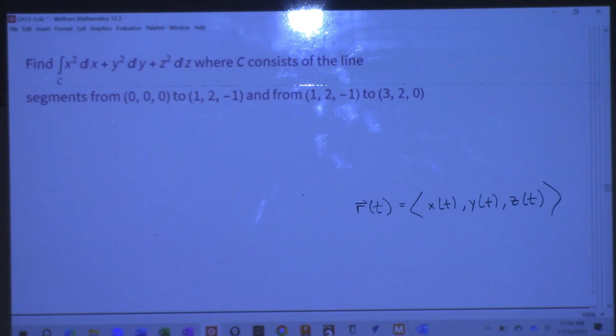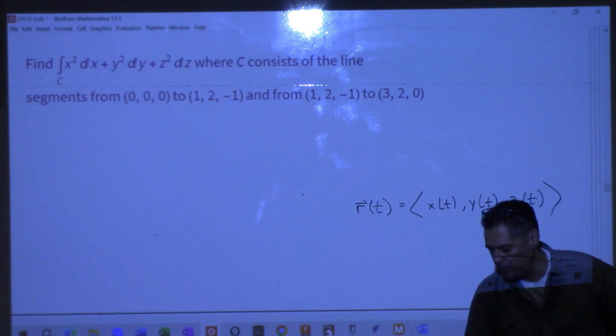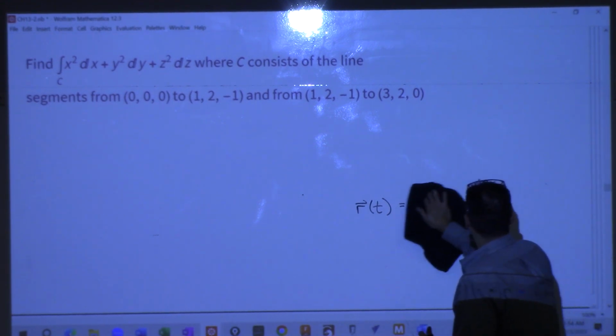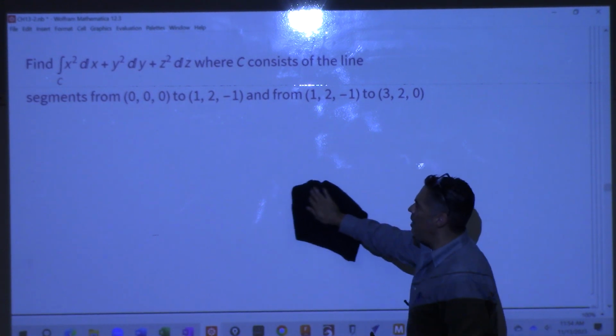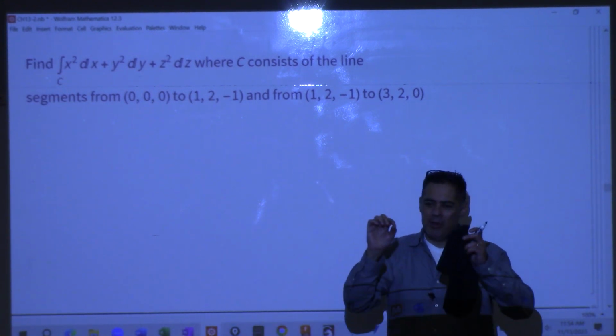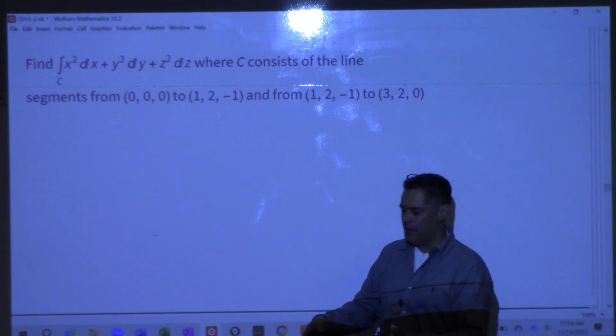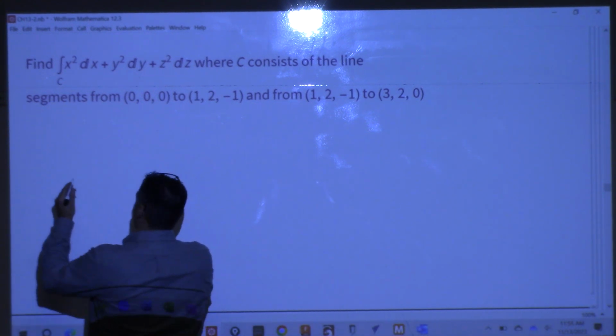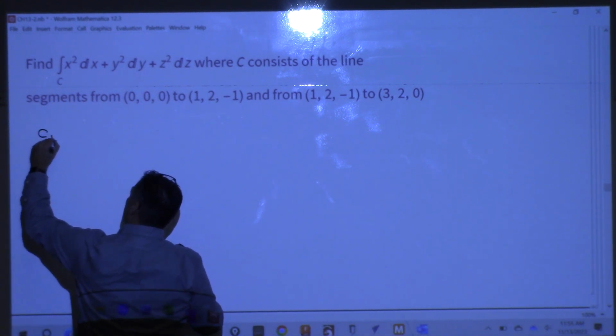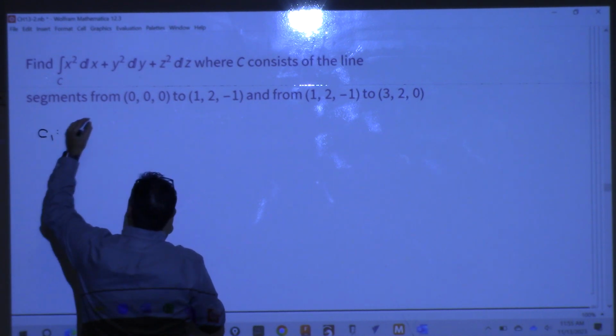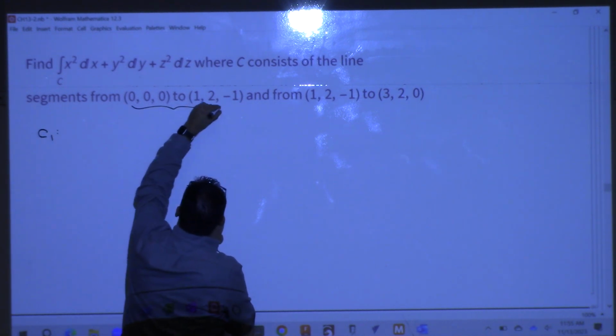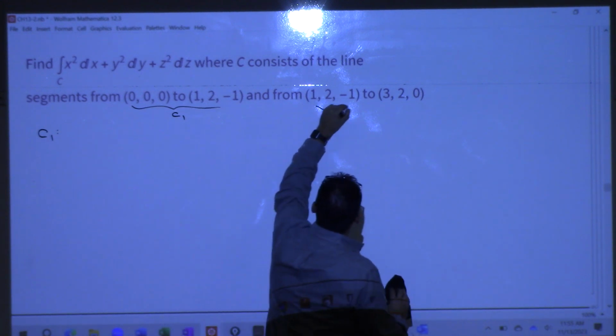Shoot, we have 2 line segments, don't we? Which means we have 2 C's. We have a C1 and a C2. All right, let's start with C1. I'm not going to draw it, okay? Because drawing points in 3-dimensional space kind of sucks. So for C1, it's going to be this one right here, and then this one right here is going to be for C2.